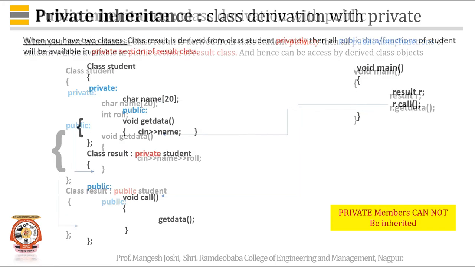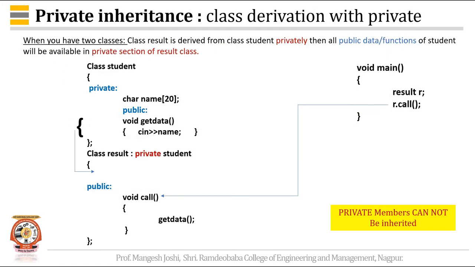Now the second type of inheritance is private inheritance, that is, class derivation with the private keyword. What happens in this case? Class result is derived from class student privately. In this case, all public data or functions of the student will be available in the private section of the result class.